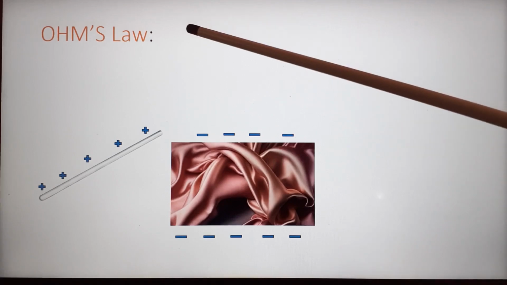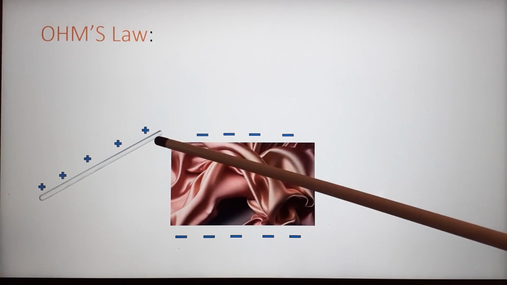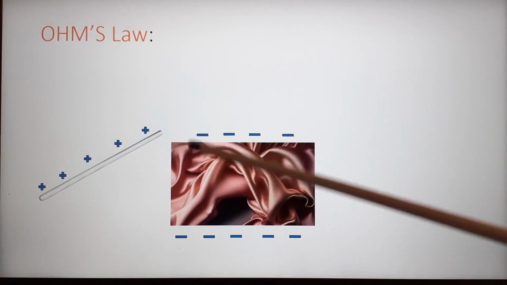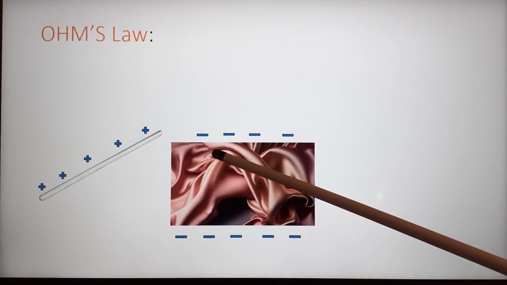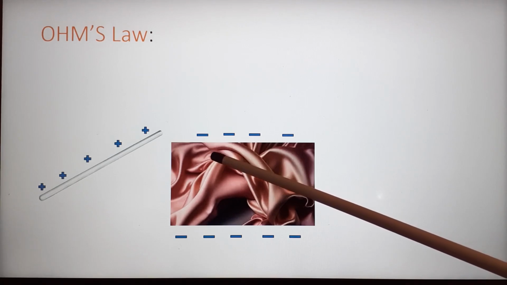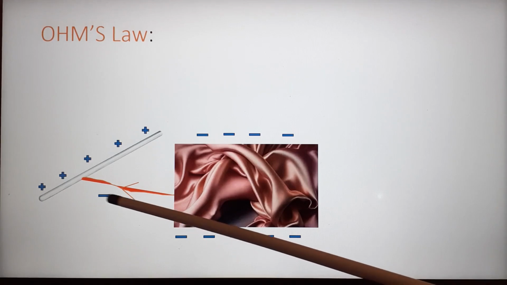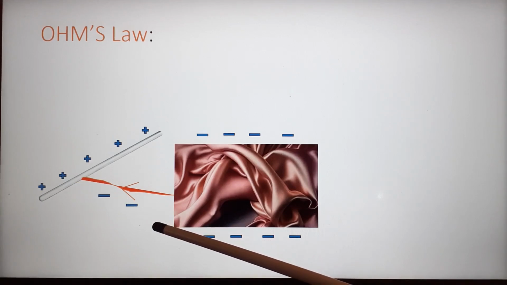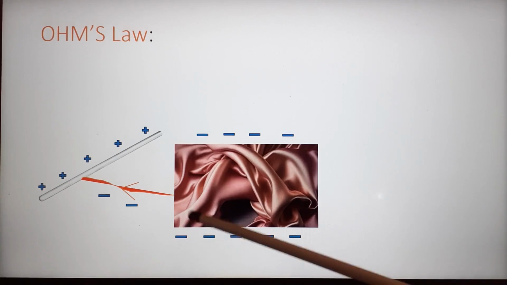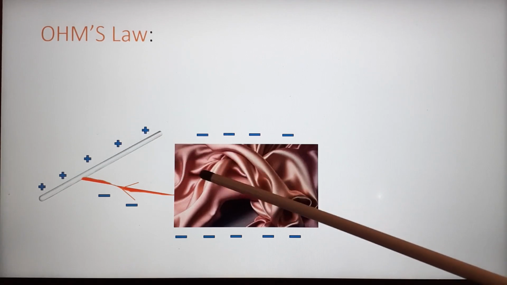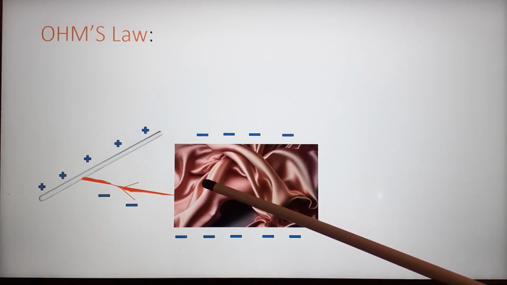Next, let's talk about the very important Ohm's law. I have taken a glass rod and silk which is already charged. Right now, charge is less. Now we are connecting them with a wire. So these electrons will start flowing, current starts flowing. Till what time will this current flow? Till the charge on both the glass rod and silk becomes equal, right?